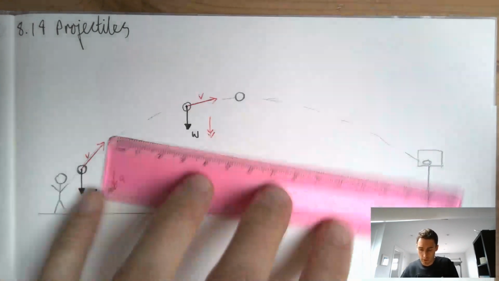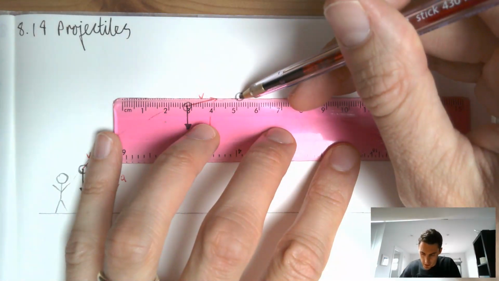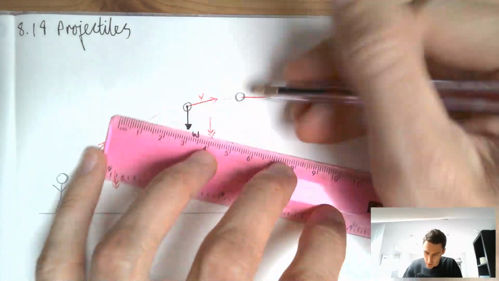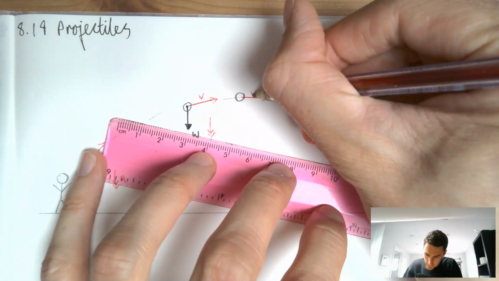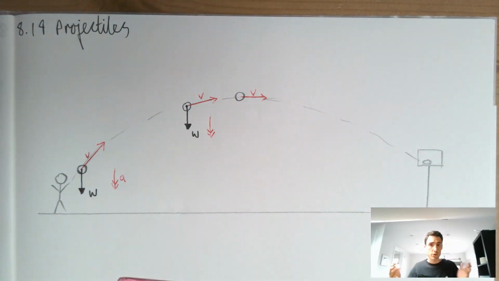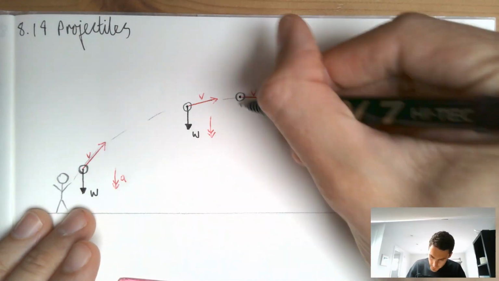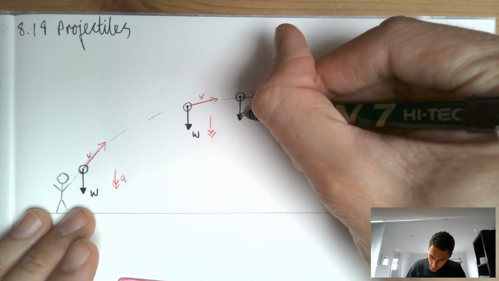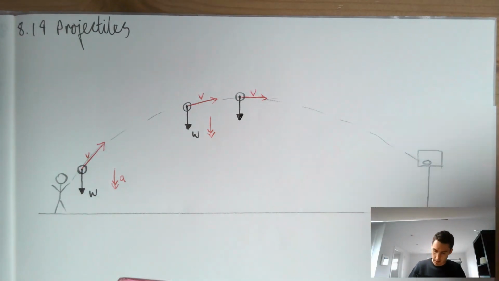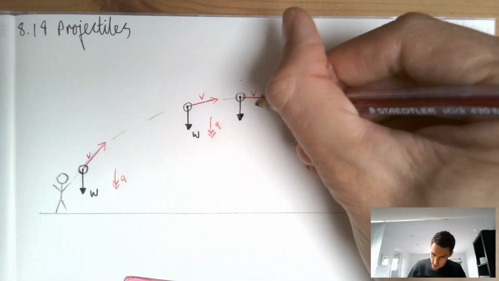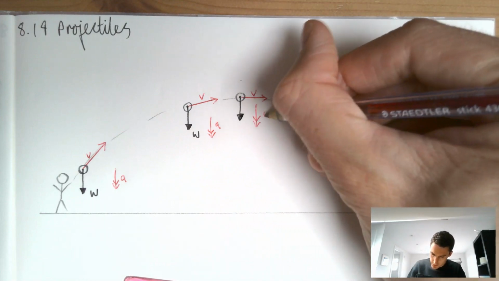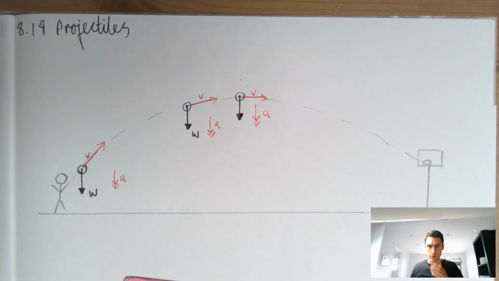And at the very top, the tangent to the curve looks something like this. So you get this perfectly horizontal arrow like that. And yet, if we draw the forces, it's just the same old weight pulling it down, and the acceleration, which I forgot to label there, is vertically downwards, as it has been throughout the journey.